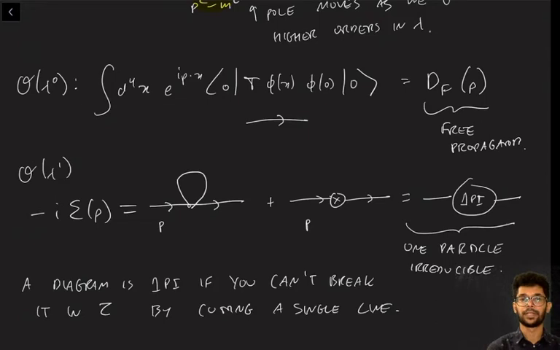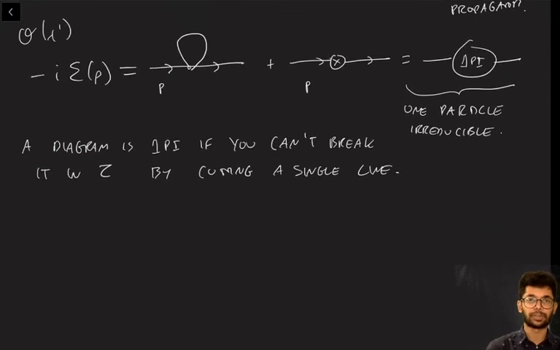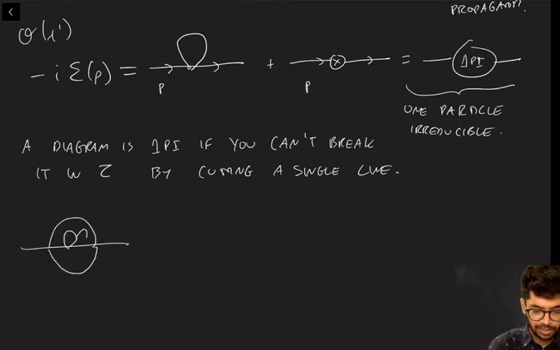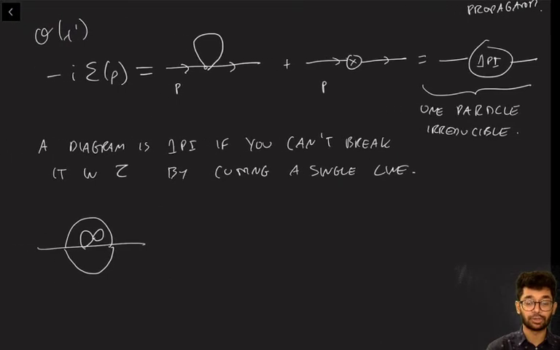This is best understood through some examples. For example, let me draw something complicated. Let's say this diagram here with this and then this. This is 1PI because I cannot break it into two pieces by cutting a single line. On the other hand, this diagram is not 1PI, because if I cut this line, then I break it into two.